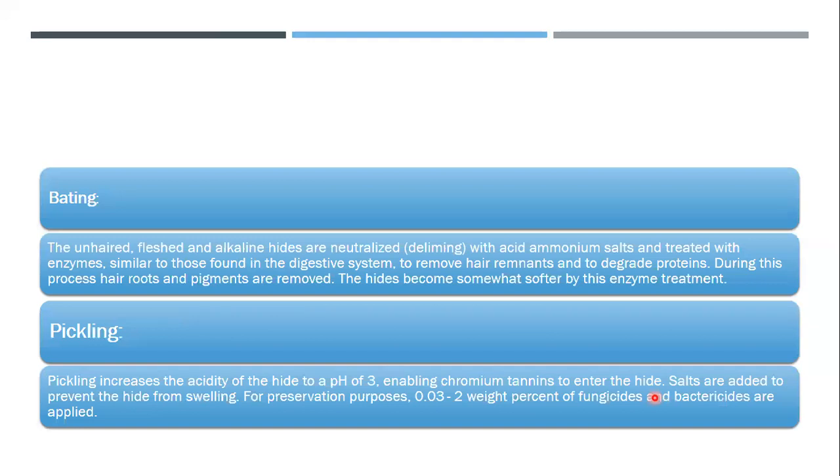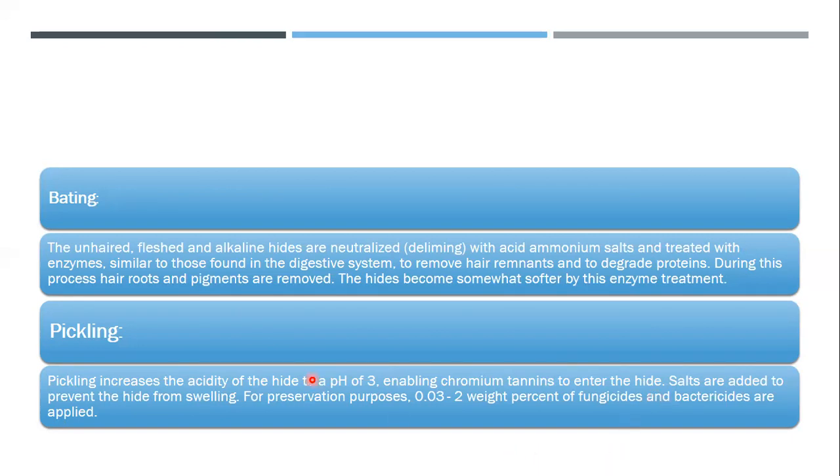Next, we have bating and pickling. Bating is a process in which unhaired alkaline hides are neutralized with acid ammonium salt and treated with enzymes. In this process, the hair is removed to degrade the proteins. These enzymes are found in the digestive system. During this process, the hair roots and the pigments are removed. The hides become somewhat softer by this enzyme treatment.